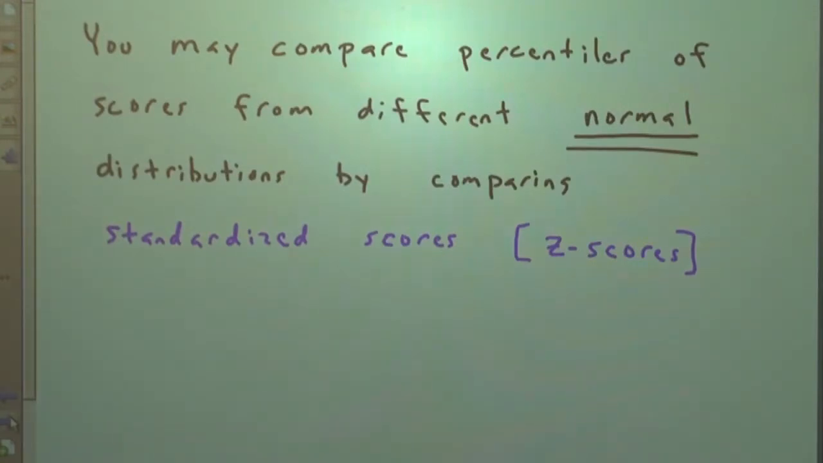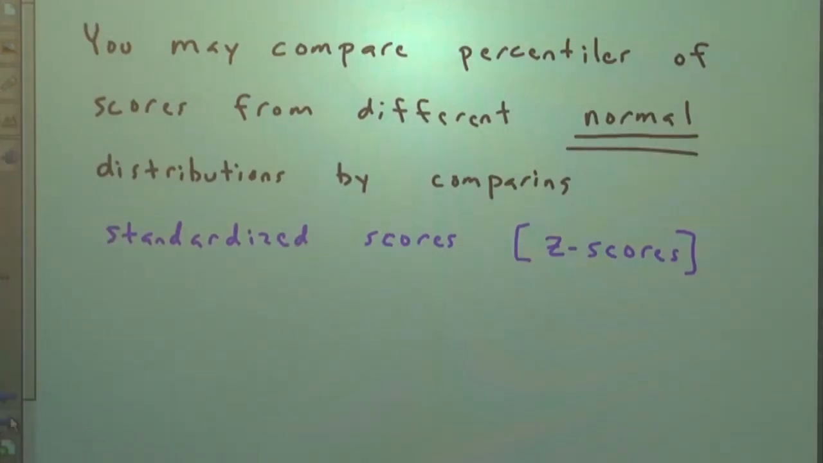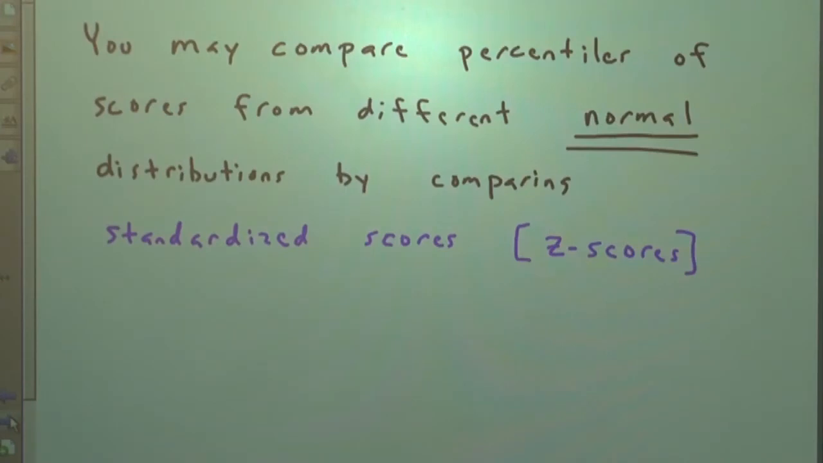And then finally, you're allowed to compare percentiles of scores from different normal distributions by comparing standardized scores or z-scores to answer the question, which score is more unusual or extreme relative to their particular distribution. I think that's it. There we go. Introduction to normal distributions.